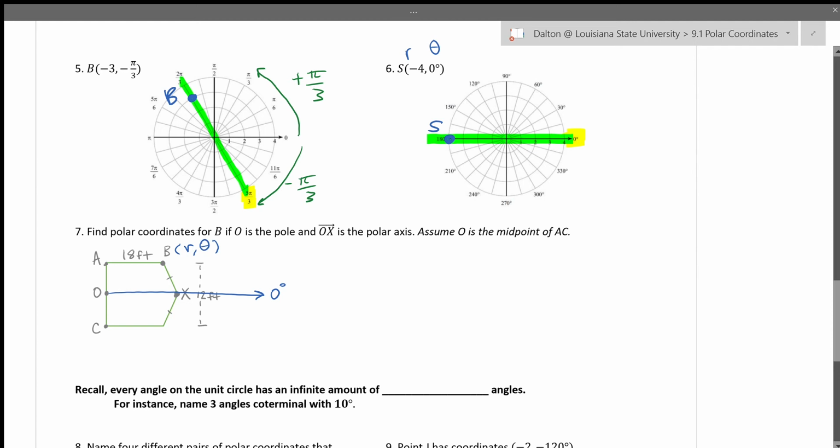Okay, so again, r represents, and again, I hate to use the word magnitude because magnitude is length, which is always positive, but magnitude is also represented as the absolute value of the pole to the point. So if I'm going to find r, I literally just need this distance here from O to B. That is r. And then theta is going to be the angle created between the polar axis and r.